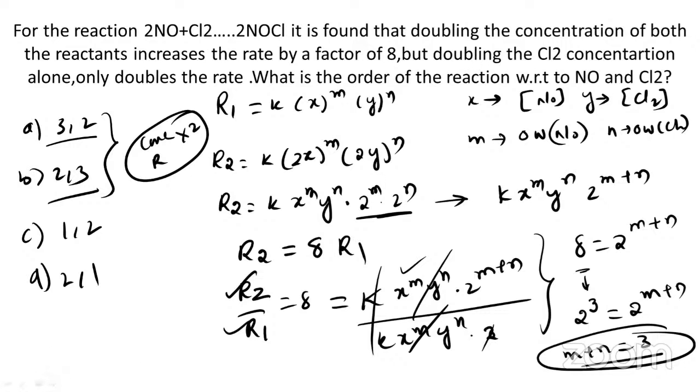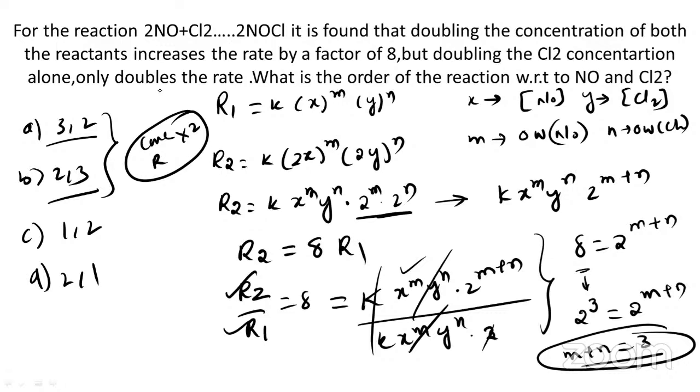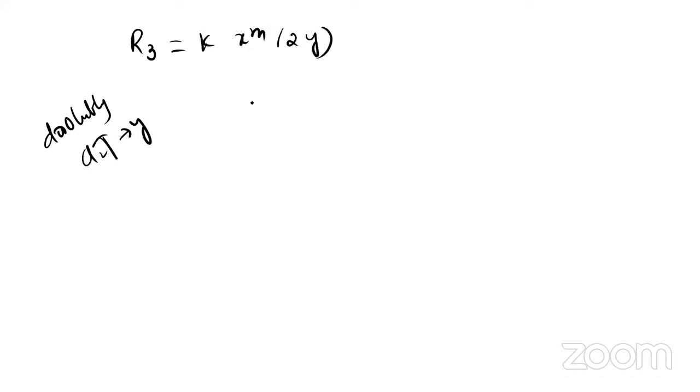Okay. Yes. So now you can see here, what it is saying in the next statement: doubling the Cl2 concentration alone only doubles the rate. So let's suppose R3 is another case. R3 is K into x^m into, doubling concentration of Cl2. Cl2 is nothing but y. If you double y, what is going to happen? R3 will become K into x^m into (2y)^n. So that is nothing but R3 is equal to K into x^m into y^n into 2^n. Clear?